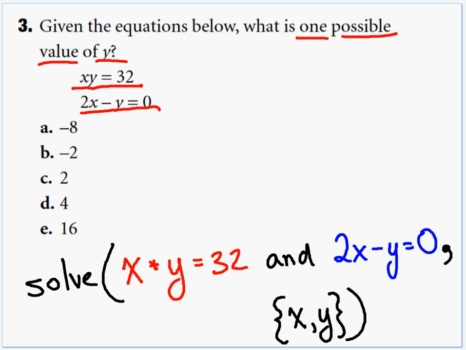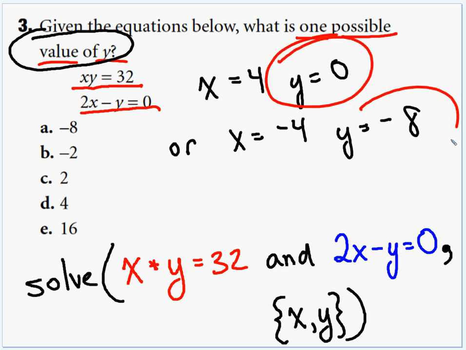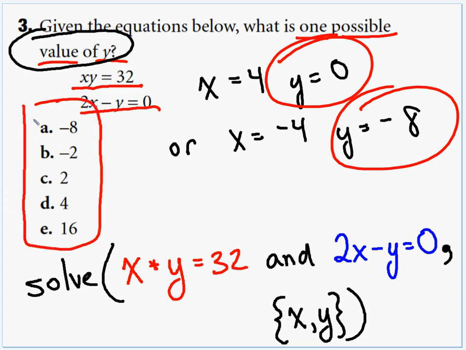And again, you can pause the video here, try it on your own. And when I typed it in and hit enter, this is what my display showed. X equals 4, y equals 0, or x equals negative 4, y equals negative 8. They're only asking us for possible values of y. So as far as the y goes, I've got 0 or negative 8. I don't see 0 in any of my solutions, but I do see negative 8.